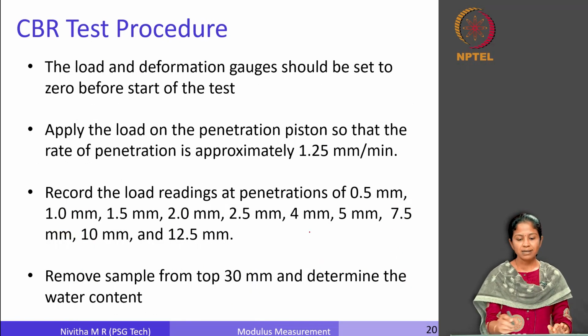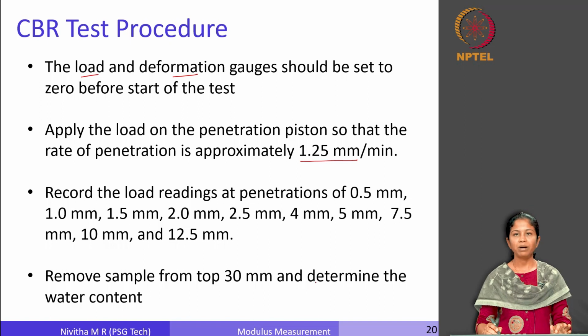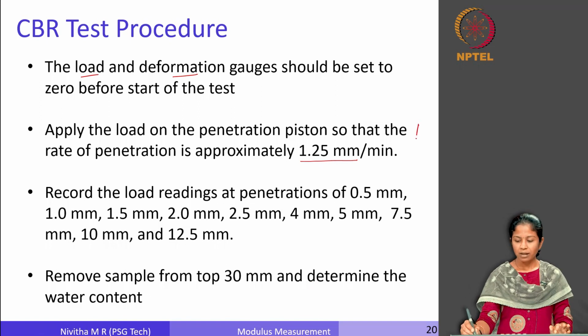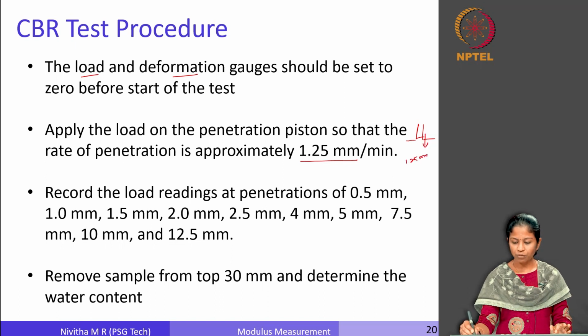Before you start the test, it is necessary to ensure that the load and deformation gauges are set to 0 before start of the test, right. So, now once this is ready, we start the test by applying load on the penetration piston, so that the rate of penetration is approximately 1.25 mm per minute. So, the rate at which this plunger is penetrating into my soil is 1.25 mm per minute.